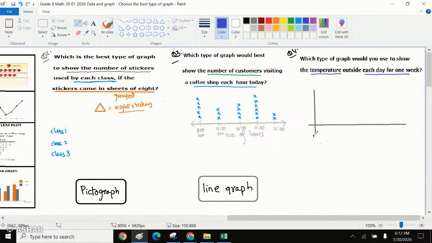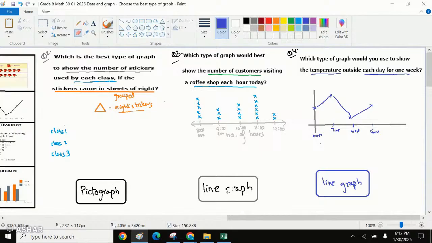Let's suppose this was Monday, this was the temperature. Tuesday, this was the temperature. Wednesday, this was the temperature. Thursday, so this was the temperature. So can we say this information can be plotted by line graph also? Can we say a line graph can be used over here?